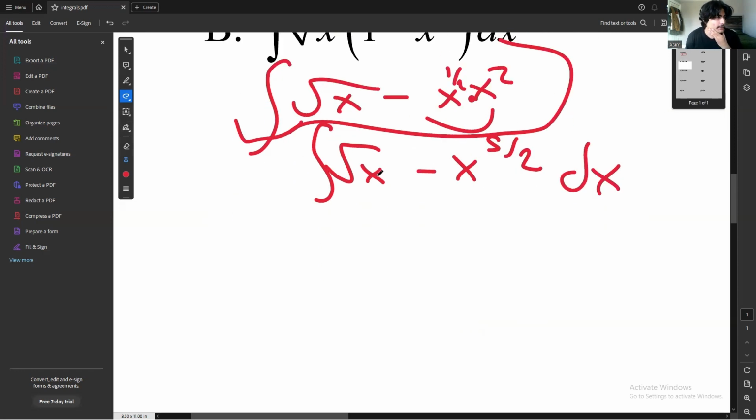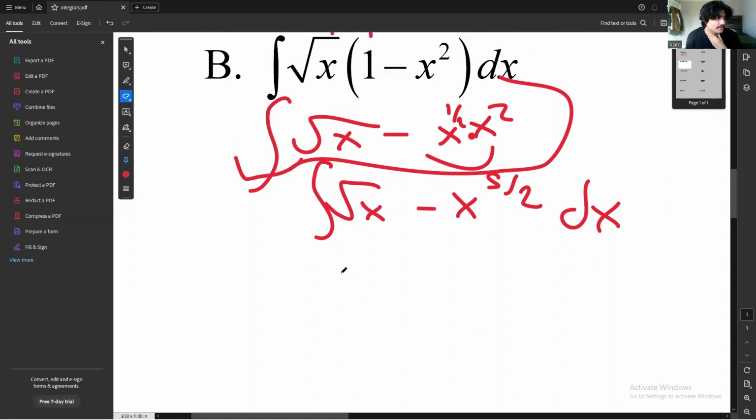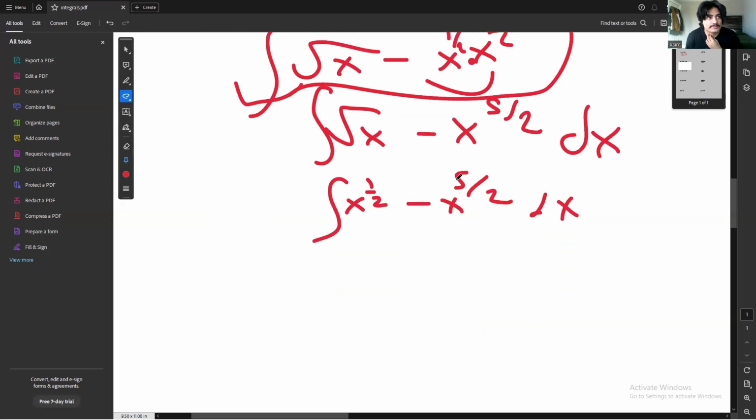All right, guys, so after this part, we're doing the same thing. So this is x to the 1/2 power minus x to the 5/2 integral dx. So I'm just going to increase my exponent by 1 in both cases. So I'm just going to end up with x to the 3/2 minus x to the 7/2.